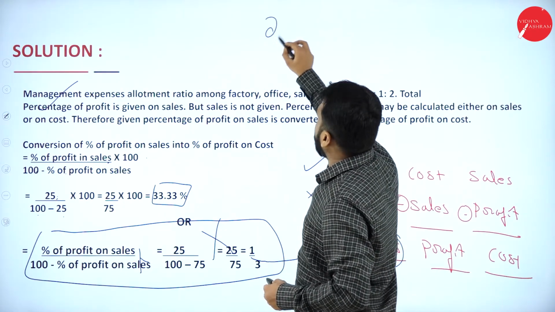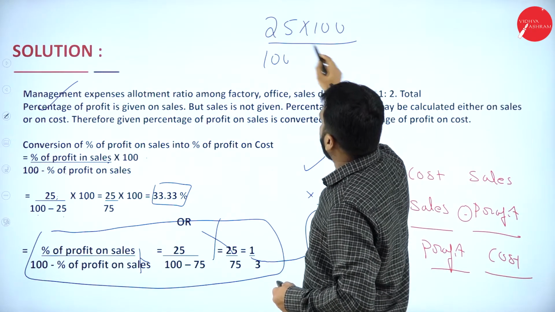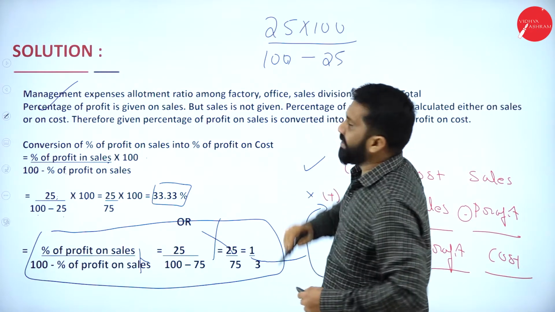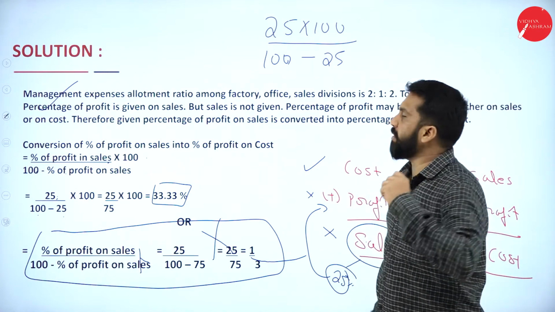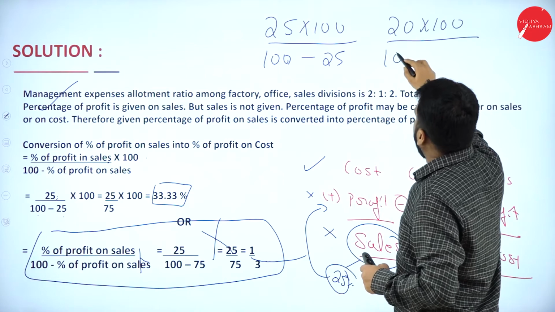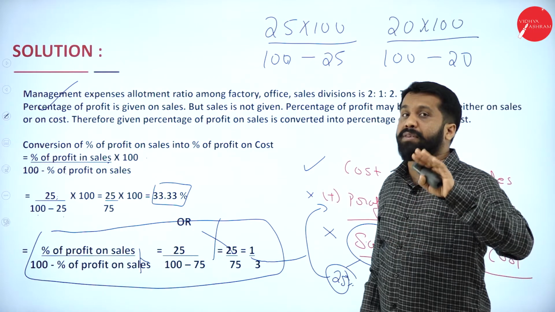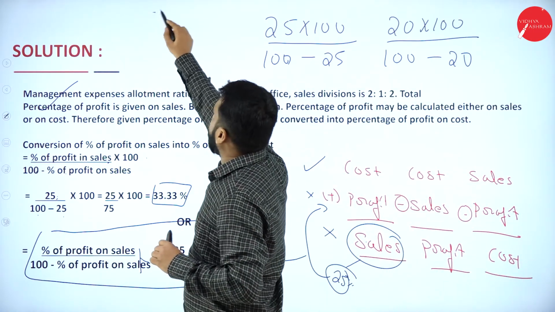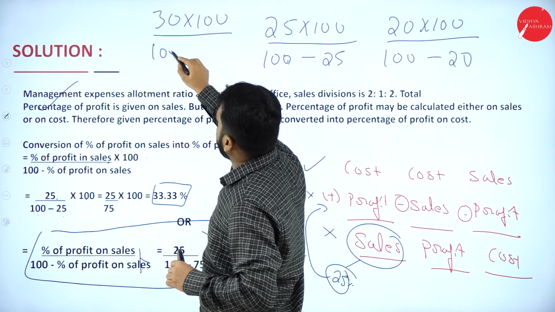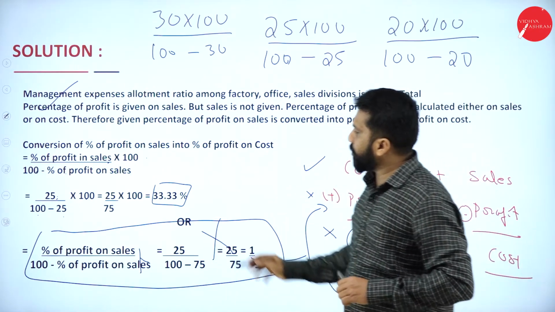So it is very simple. 25 into 100, divided by 100 minus 25. If it is 20%, how to calculate? 20 into 100 divided by 100 minus 20. Hope you understood. If in the question paper they have given 30%, how to calculate? 30 multiplied with 100, divided by 100 minus 30. Like this, you are supposed to calculate.